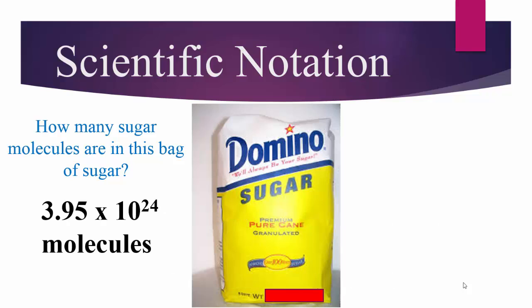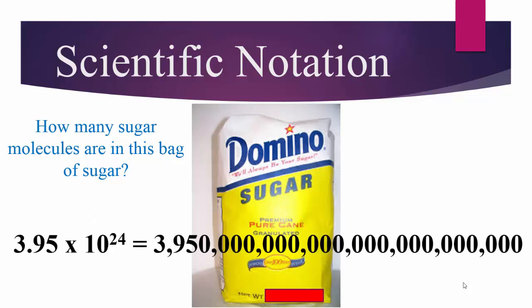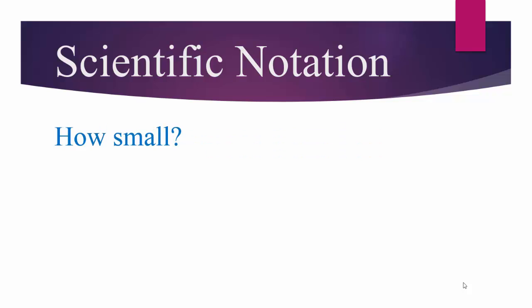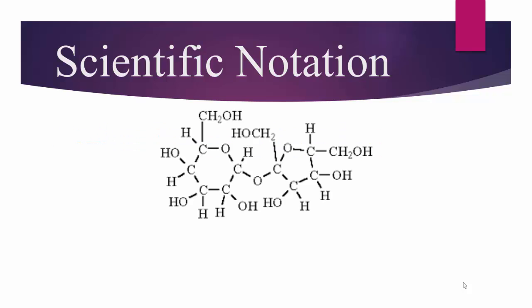That's a big number. Chemistry would write it this way because 3.95 times 10 to the 24th is equal to that gigantic number. We also work with very small numbers. Once again, how small? Well, let's take a single molecule. As a matter of fact, this is a molecule of sucrose, which happens to be the chemical that is sugar, made up of 12 carbons, 22 hydrogens, and 11 oxygens.